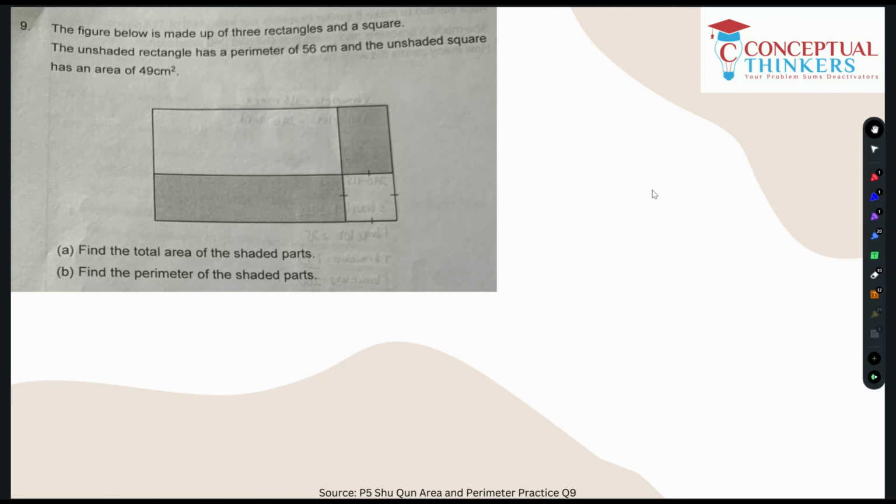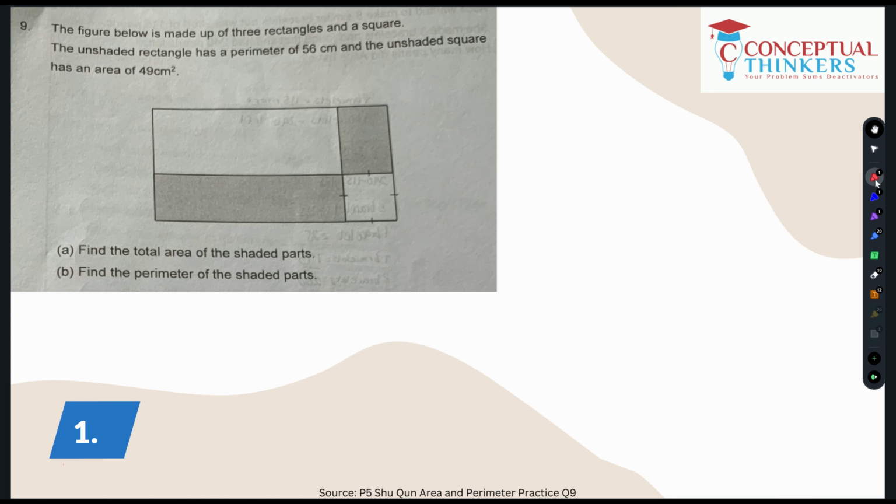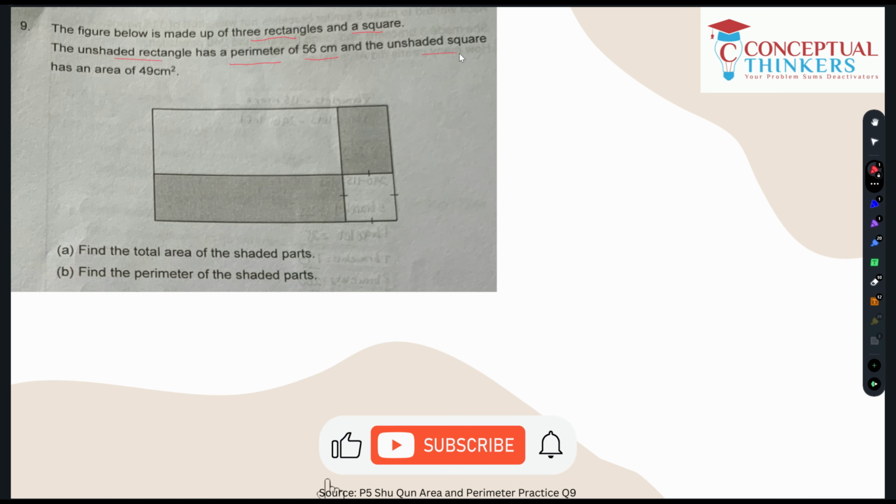Now this is the question from P5 Shu Qun area and perimeter practice question 9. So I will be using our 4I methodology to solve this question. So let's start with interpreting the question. Now the figure below is made out of 3 rectangles and a square. Now the unshaded rectangle has a perimeter of 56 cm and the unshaded square has an area of 49 cm square. So first we need to find the total area of the shaded part, and next we need to find the perimeter of the shaded part.